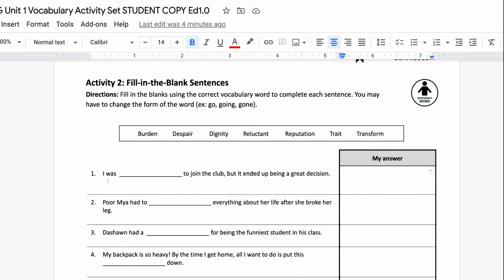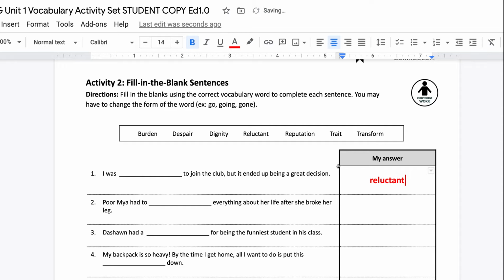Number 1, I was blank to join the club, but it ended up being a great decision. So it sounds like it was something that I didn't really want to do at first. I want you to think about what word makes the most sense in that blank. Put your answer down, and then I'll tell you the actual answer. See if you get it right. All right, the actual answer is reluctant.